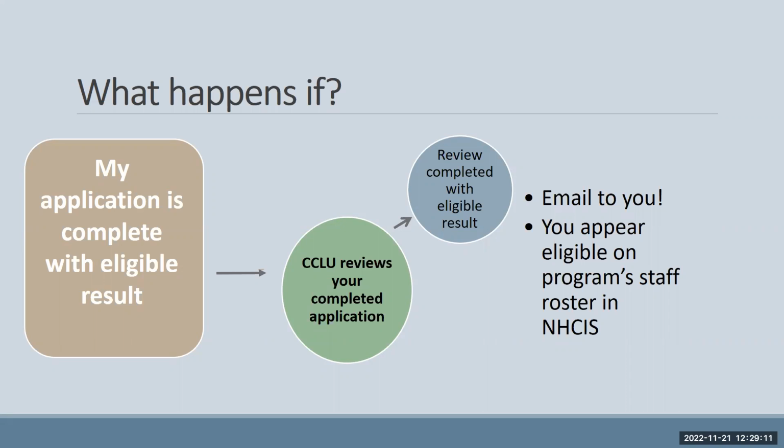Now, when the results of all the background checks are received and you're deemed eligible, your status on the background check tile will change to processed with an expiration date. This will be followed by an email to you, and you will appear eligible on the program staff's roster. Now you've completed the background record check process and are cleared to work directly with children. If you were required to obtain an eligibility card, you'll see the confirmation online and a hard copy will be mailed to you.